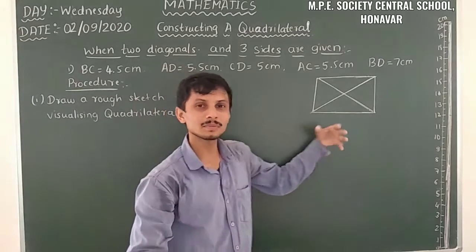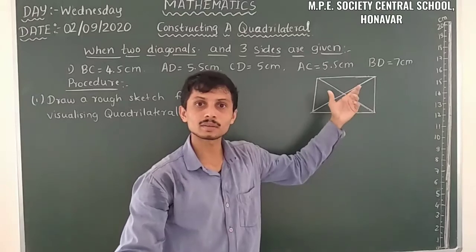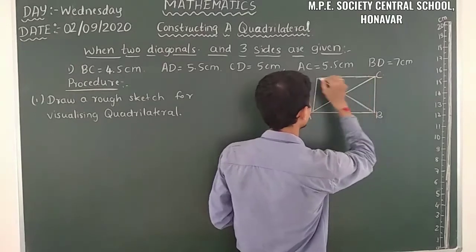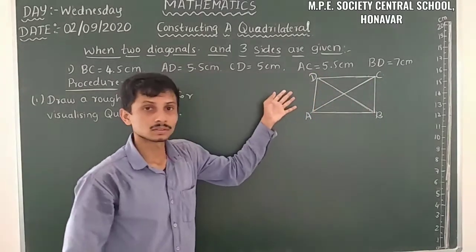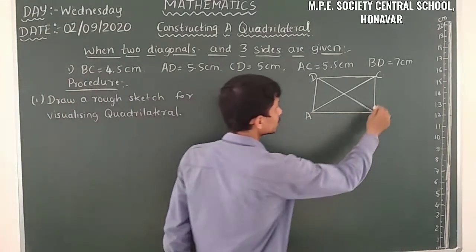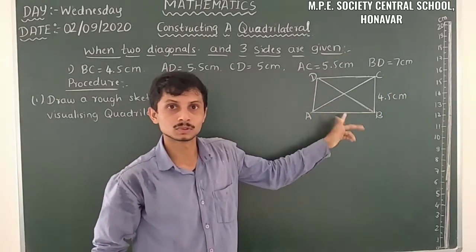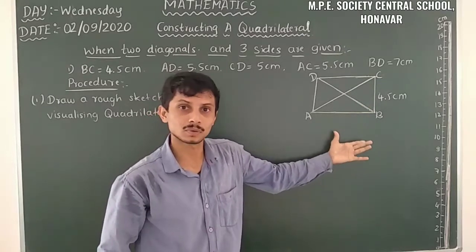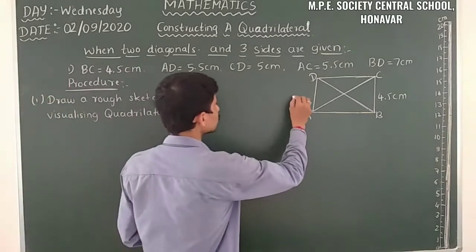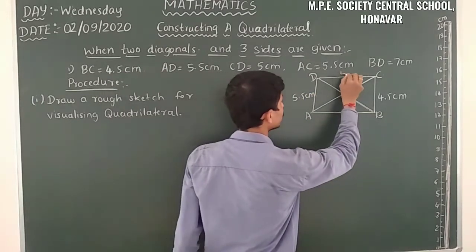After that, just name the vertices; there is no restriction, you can take them randomly as ABCD. Then label everything here. BC is equal to 4.5 centimeters, and AB we don't know, since no length is given for AB, so neglect that one. Then AD is equal to 5.5 centimeters, and CD is equal to 5 centimeters.